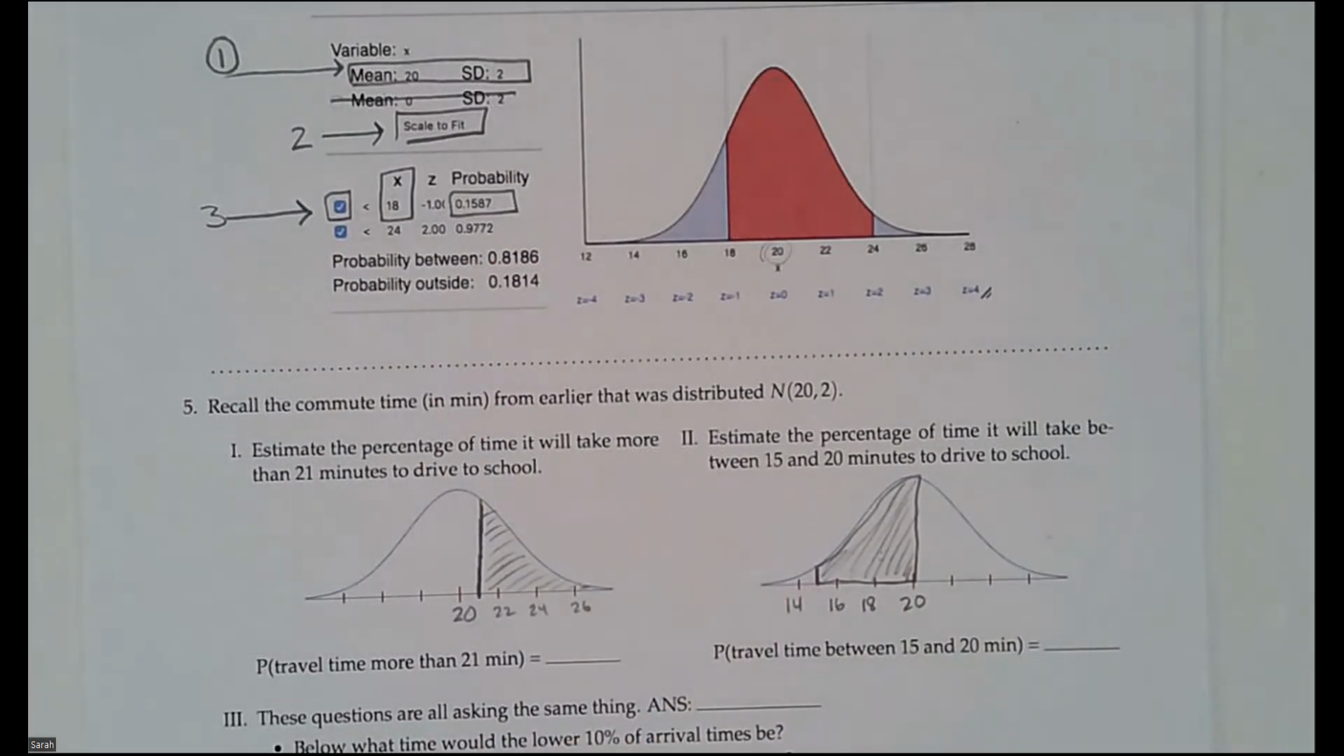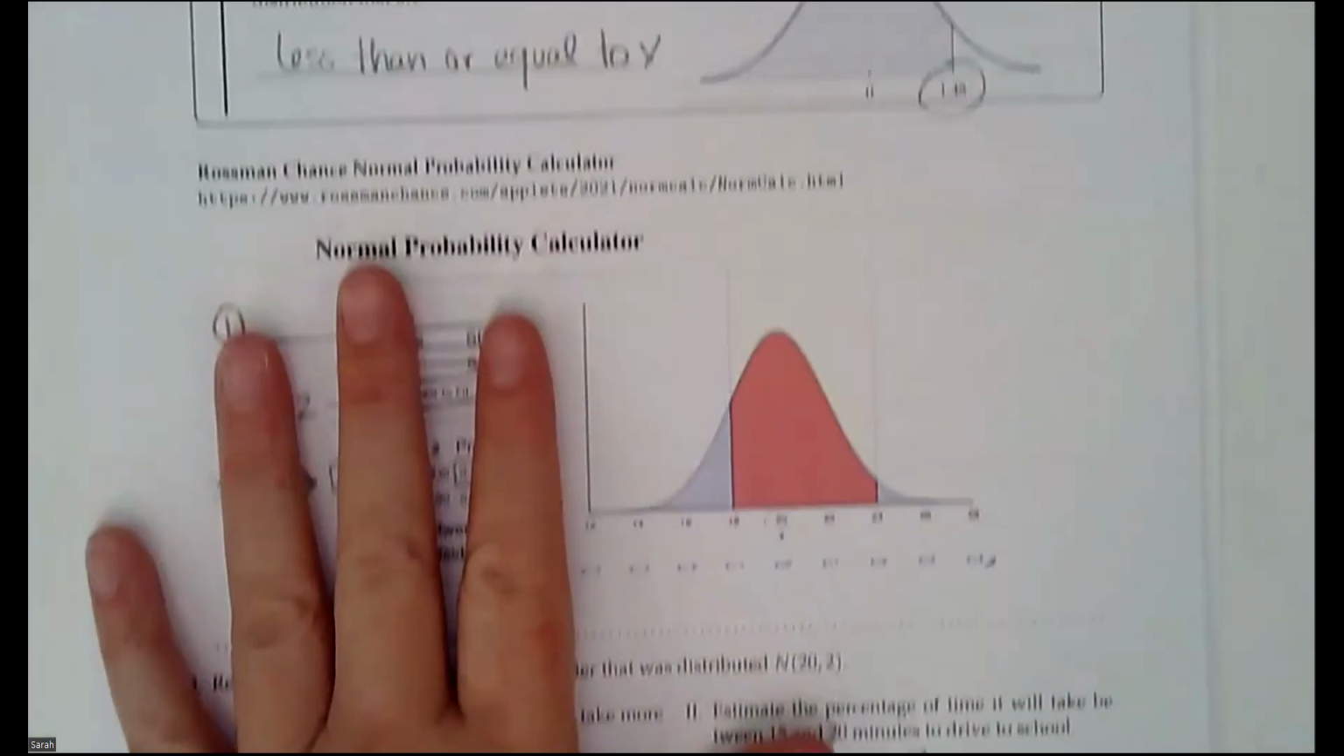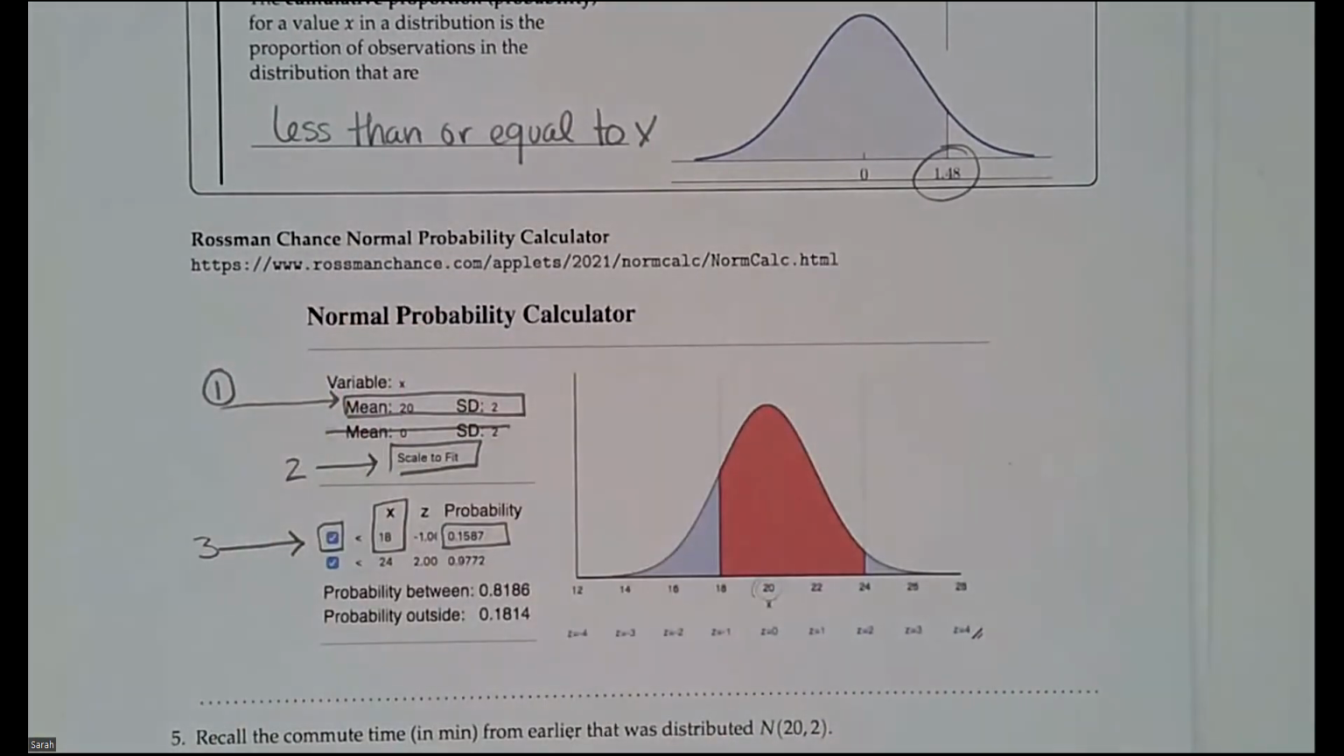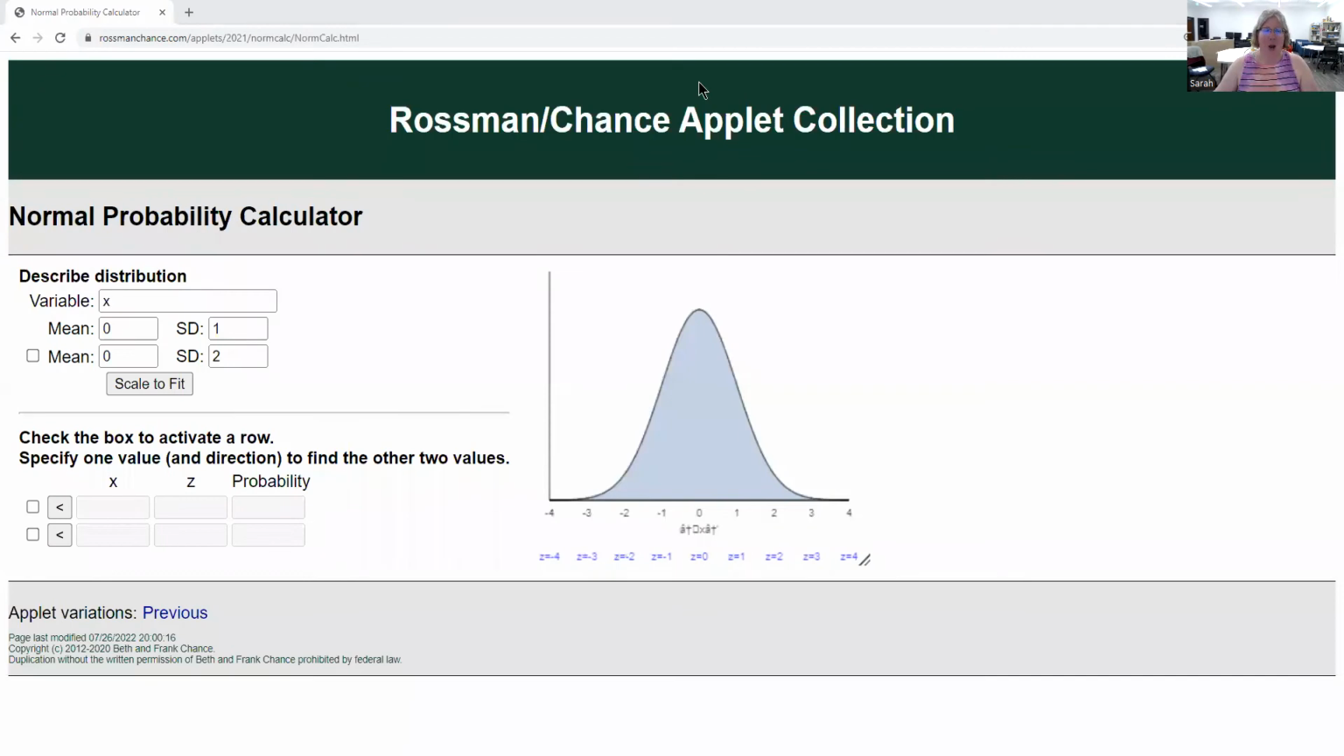All right, so I'm going to pause the video for a second, and I'll rejoin you on this app. So if you want to go ahead and load that up. All right, so here is the Rossman Chance Normal Probability Calculator, and it always defaults to a mean of 0 and a standard deviation of 1. So that's known as the standard normal distribution, and we'll talk about that more in another video.